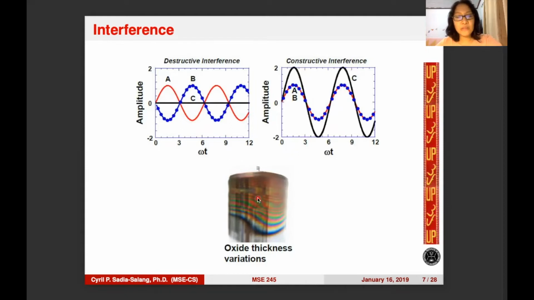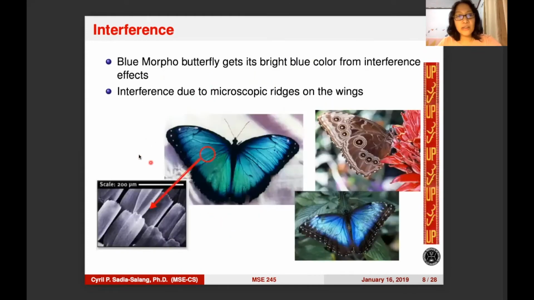Now, this photo at the bottom shows colorful bands due to interference of light with oxide film of varying thickness. So, interference measurements are good for film thickness and surface structure. Furthermore, here is a photo of a lovely blue morpho butterfly. The microscopic ridges on the wings interfere with the light, producing the beautiful blue color.